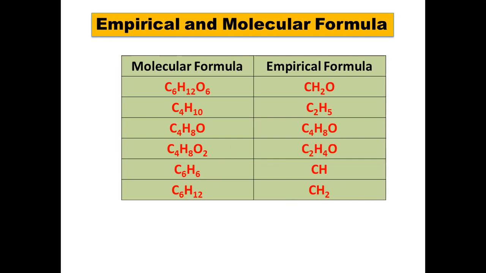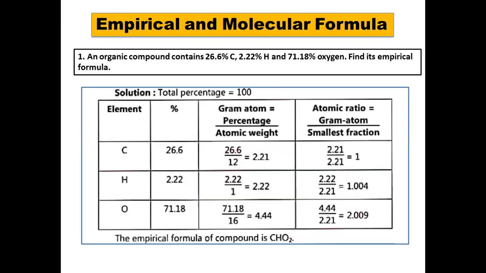Instead of discussing more examples, we will go on to solve some problems based on this topic, that is, how to calculate the empirical and molecular formula based on the given entities. So here is one example. An organic compound contains 26.6% of carbon, 2.22% of hydrogen, 71.18% of oxygen. Find its empirical formula. The total percentage is always equal to 100, and out of that the percentage is given for the three elements: carbon, hydrogen and oxygen.